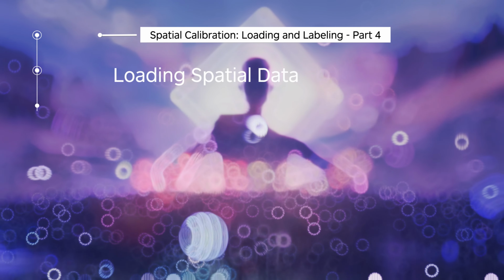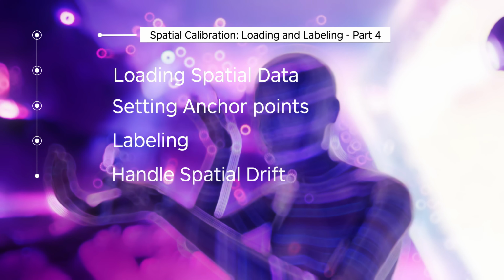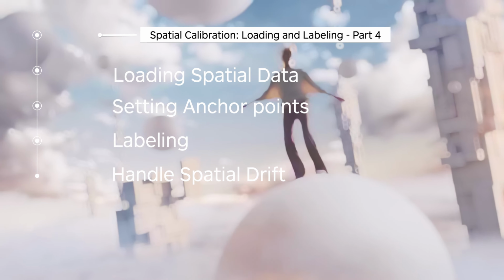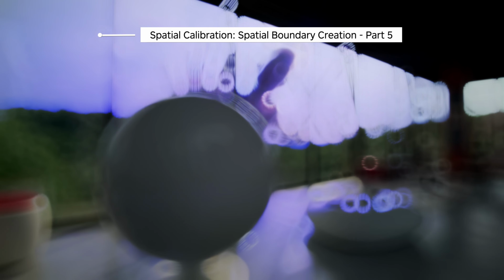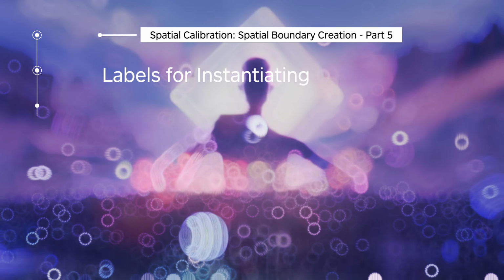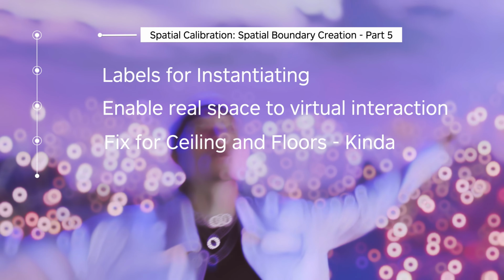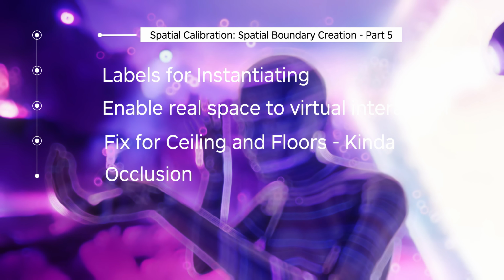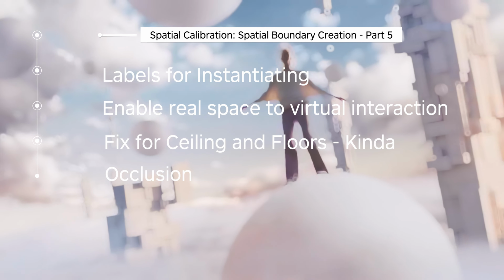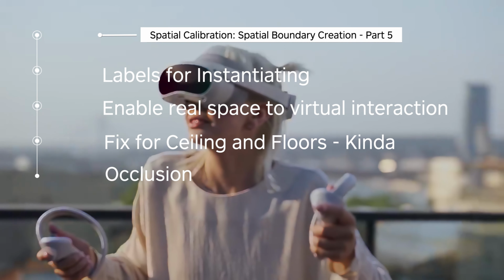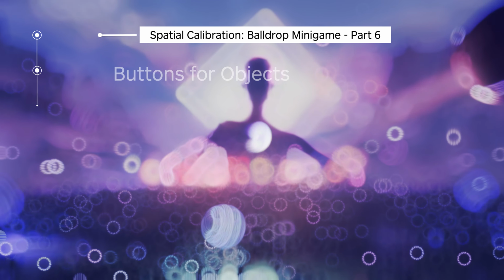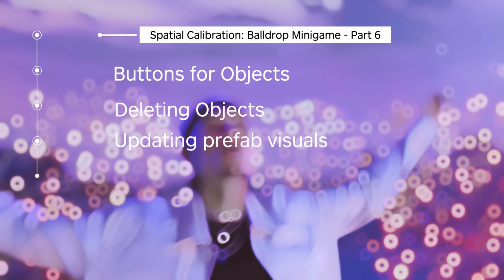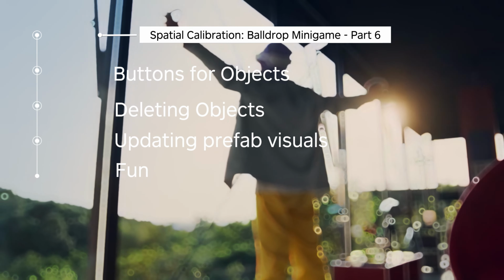Part 4 will cover loading spatial calibration data, setting anchor points, labeling the anchor point, and handling spatial drift. Part 5 will cover instantiating prefabs at anchor points according to the labels, using anchor volume and boundary information to enable real space to virtual object interactions, a fix for ceilings and floors so you can make a four-sided wall boundary that can help you, and occlusion. Part 6 will cover Podra, a Rube Goldberg mini game I made for you guys.